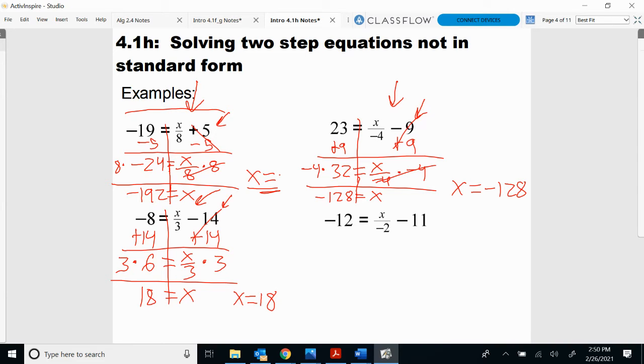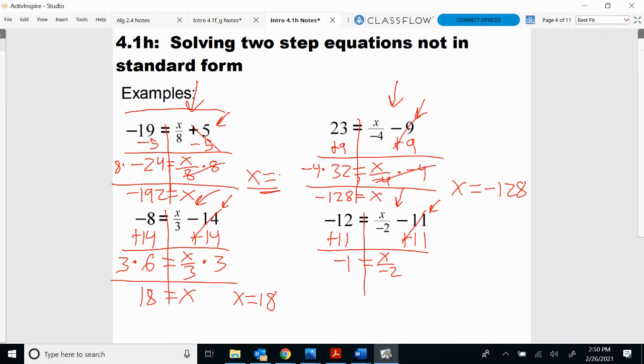We start on this side because that's the side that has x. So these are the numbers you want to cancel over here with x. Start with the minus 11. So we're going to do the opposite of that. We're going to go plus 11. We're going to plus 11 over here. When we do that, we get negative 1 is equal to x divided by negative 2.